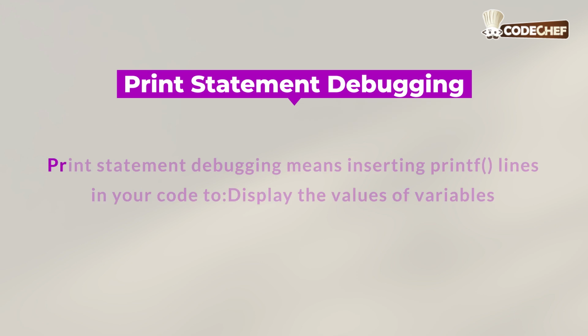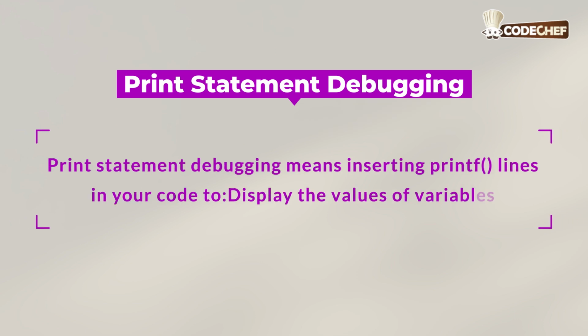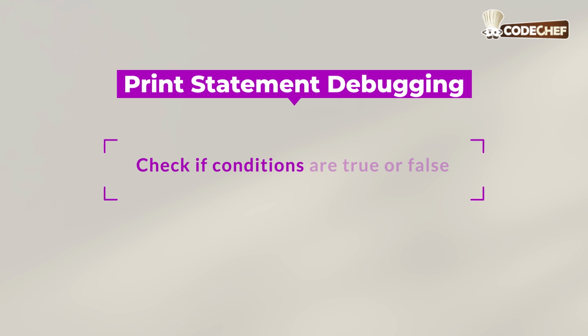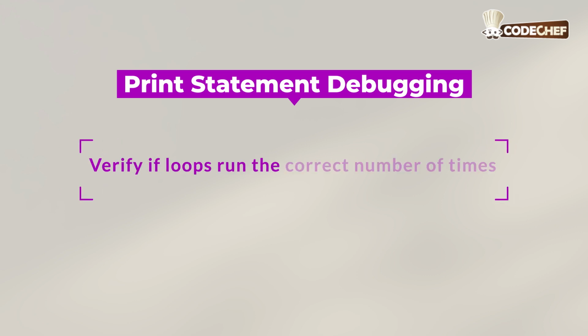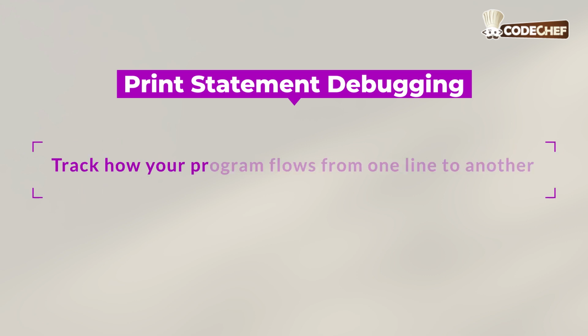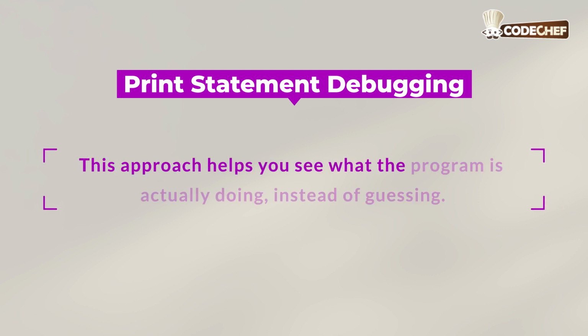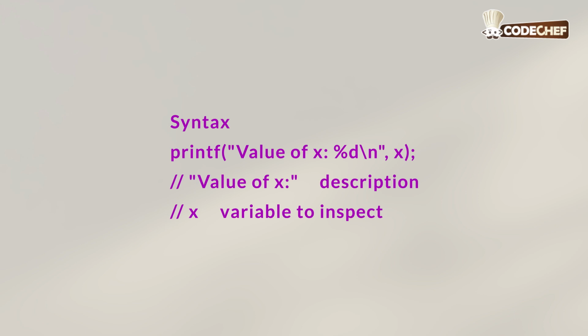So let's begin. Print statement debugging means inserting printf lines in your code to display the values of variables, check if conditions are true or false, verify if loops run the correct number of times, and track how your program flows from one line to another. This approach helps you see what the program is actually doing instead of guessing. The syntax is as shown on the screen. Here, "the value of x is" is the description and x is the variable to inspect.